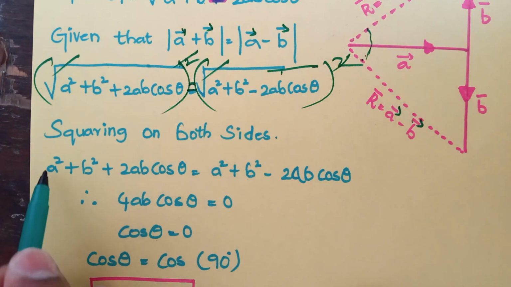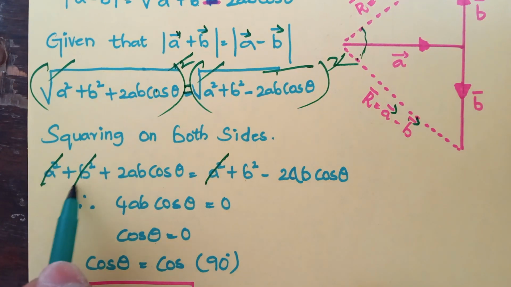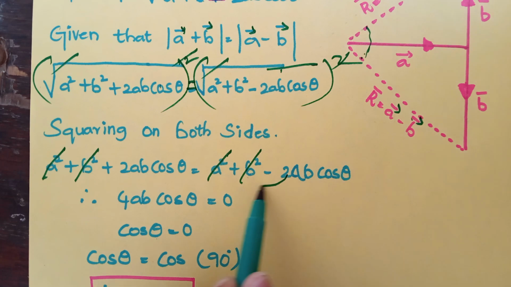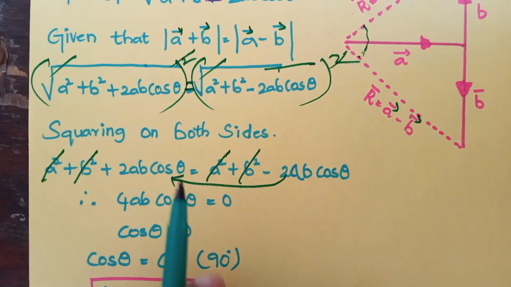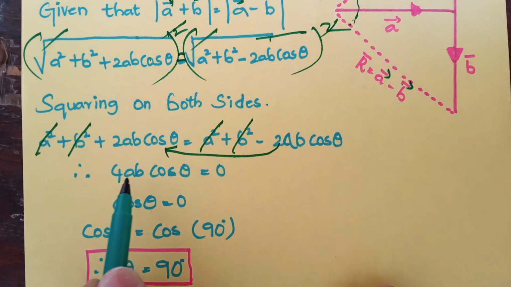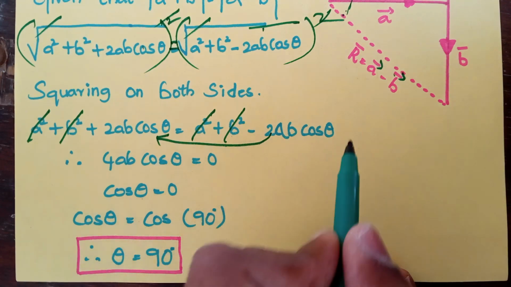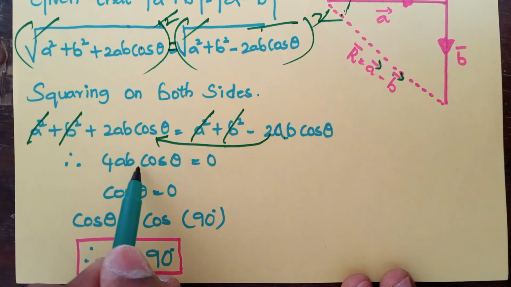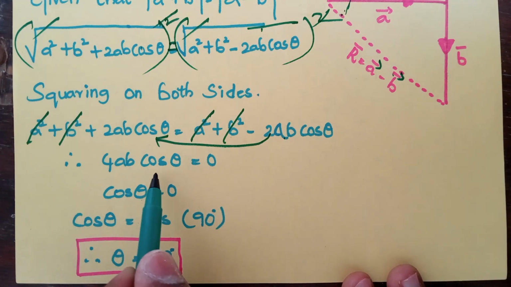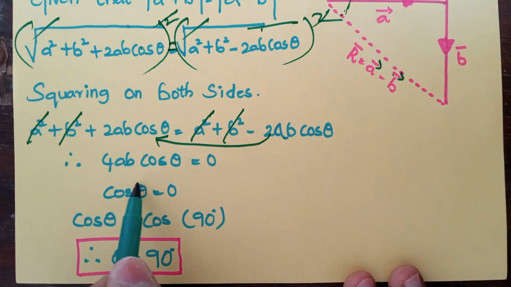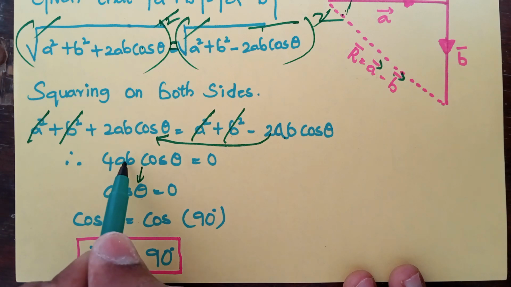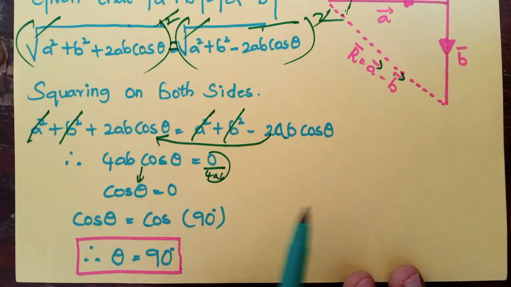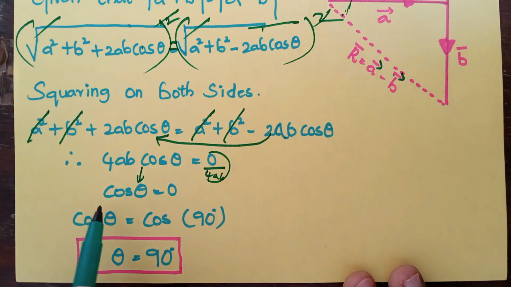The a square and b square terms are cancelled. This term is transposed to the LHS, 2ab cos theta plus 2ab cos theta, and the right side becomes 0. So 4ab cos theta is equal to 0. What we are finding is theta. So 4ab is transposed to the RHS, and 0 divided by something is 0.